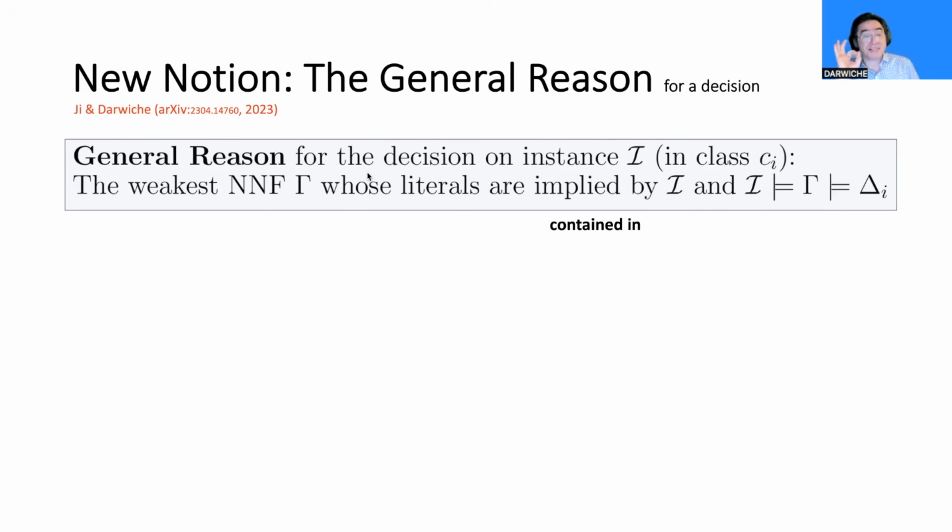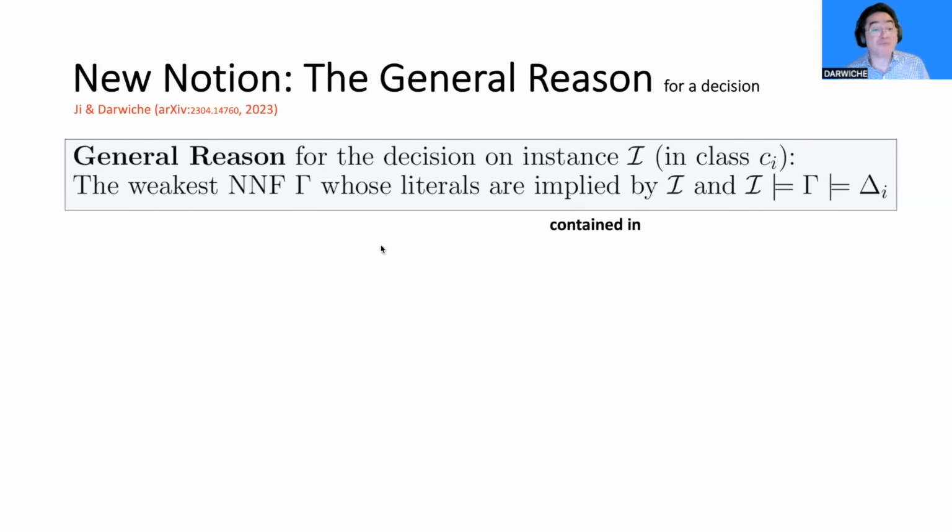This definition is exactly like the complete reason with one exception. In the definition of a complete reason, we said it is the weakest NNF whose literals are contained in I, and that satisfy this condition. Now I'm going to say, no. They don't have to be contained in I. They just have to be implied by I. Now, contained in I immediately necessitates them being simple literals, because the only literals that can appear in an instance are simple literals, states. Now I'm telling you, no.